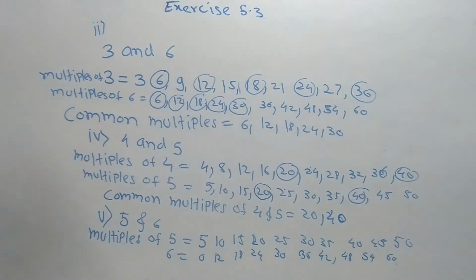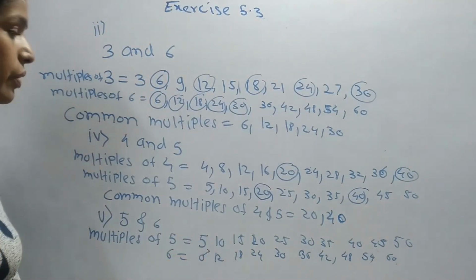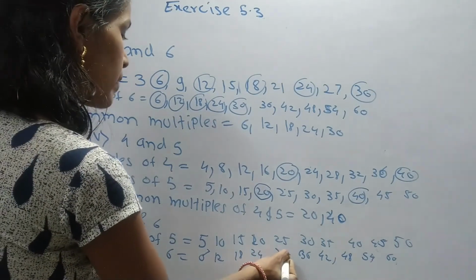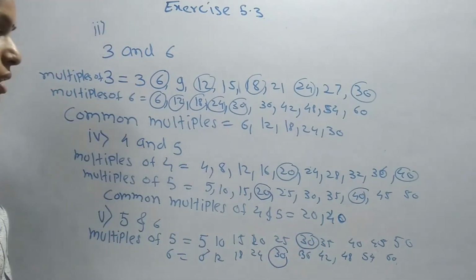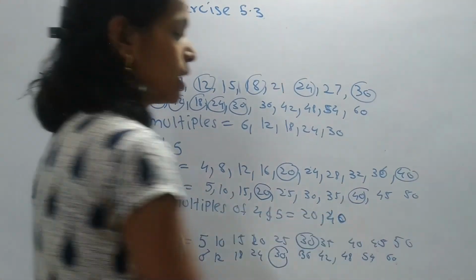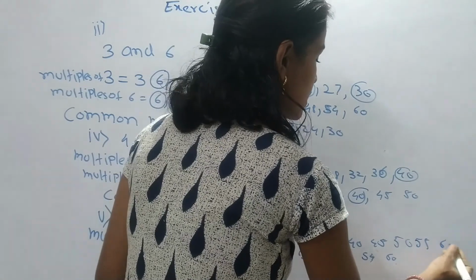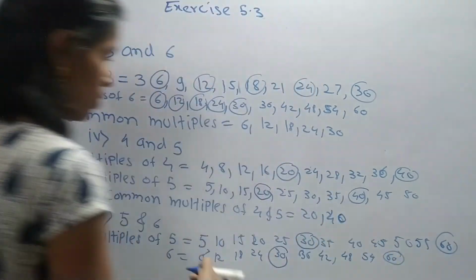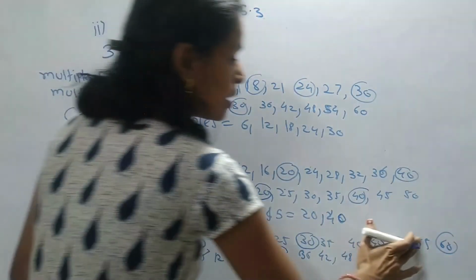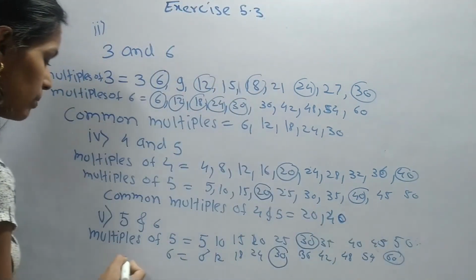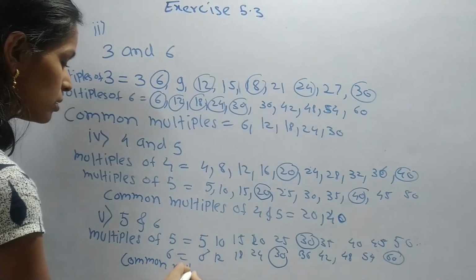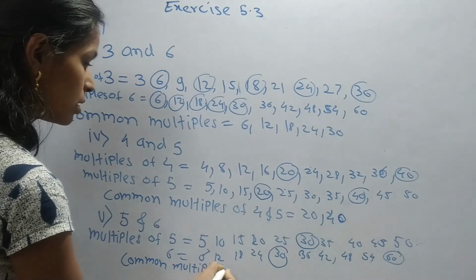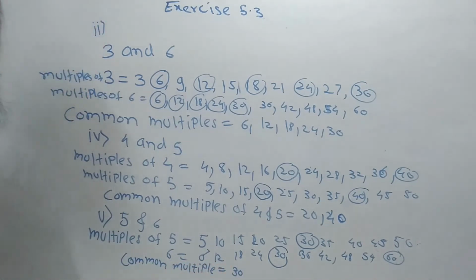Now, as 5 and 6 are co-prime numbers, their first common multiple will be 5 sixes are 30. 30 is the first common multiple of 5 and 6. Further multiples you can obtain if you extend the table of 5: 55, 60, then 60 will be the next common multiple. But you were asked to write the first 10 multiples only. So we will write that the common multiple of 5 and 6 is 30 only, according to the given question.